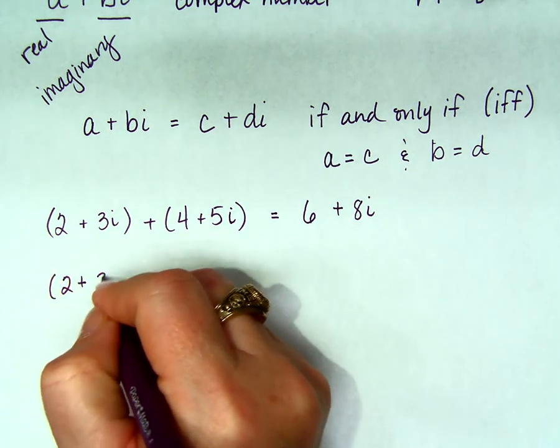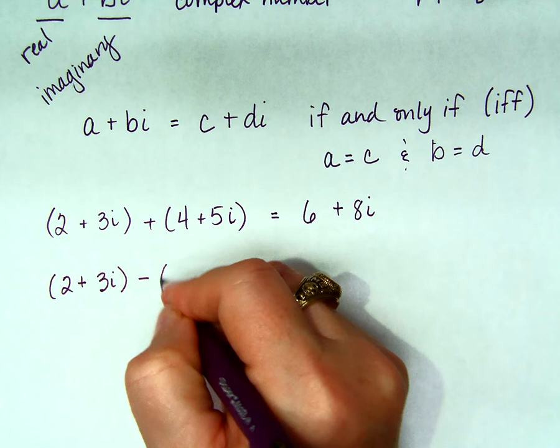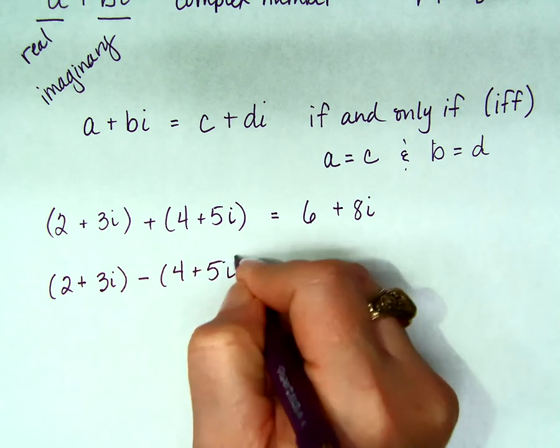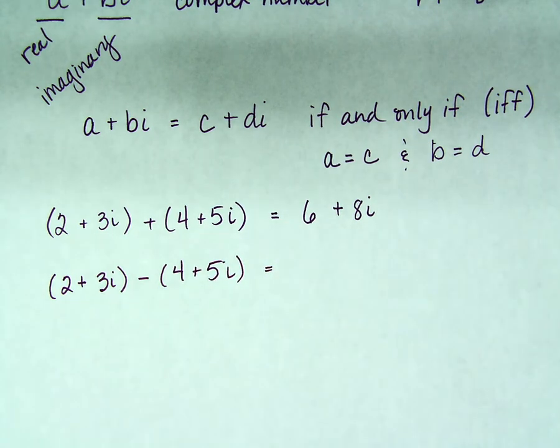What if we have 2 plus 3i minus 4 plus 5i? Again, just real and just imaginary, right? When's the only time that combining real and imaginary ever worked?